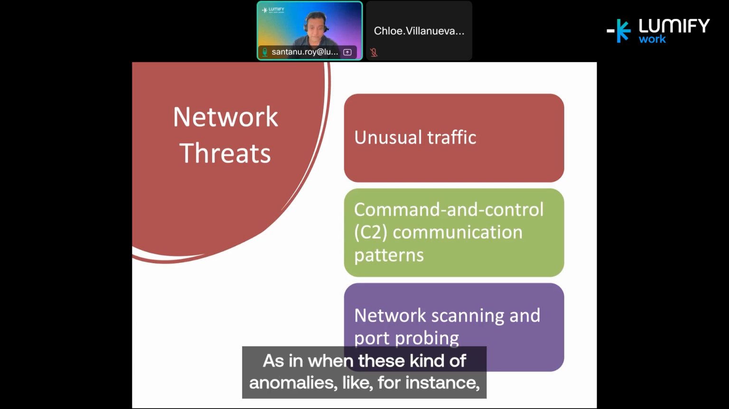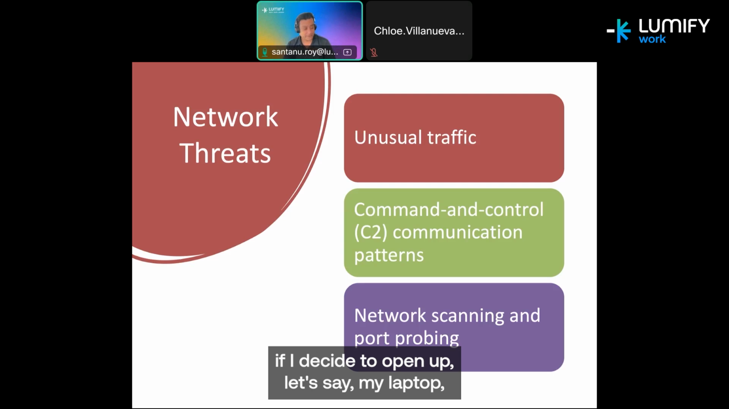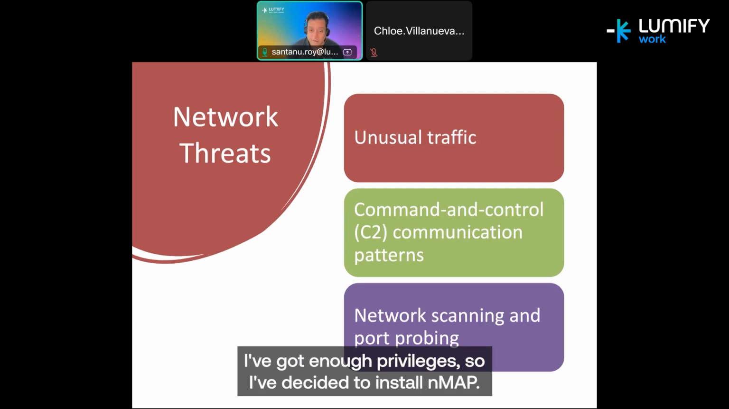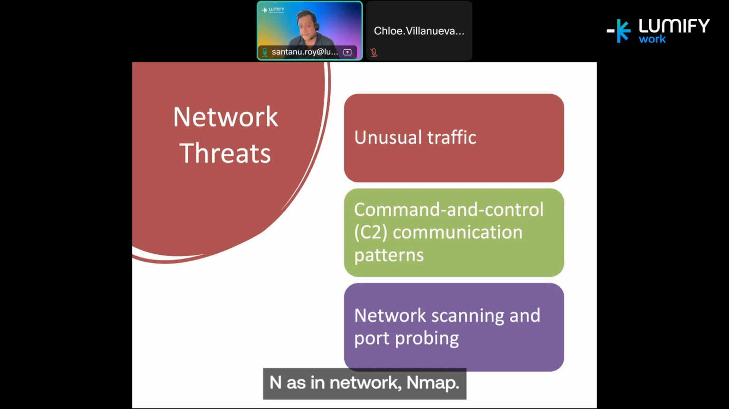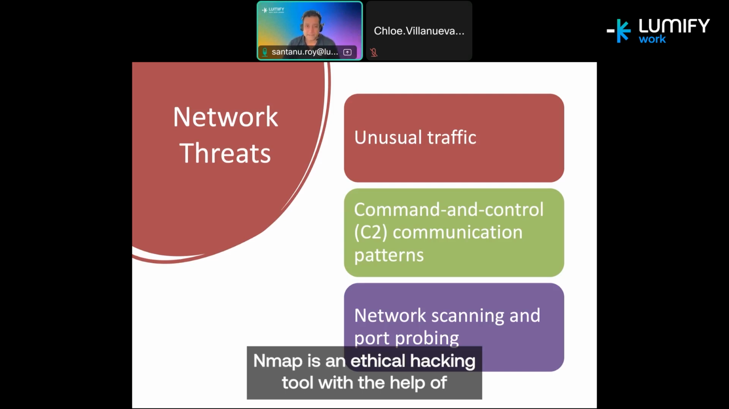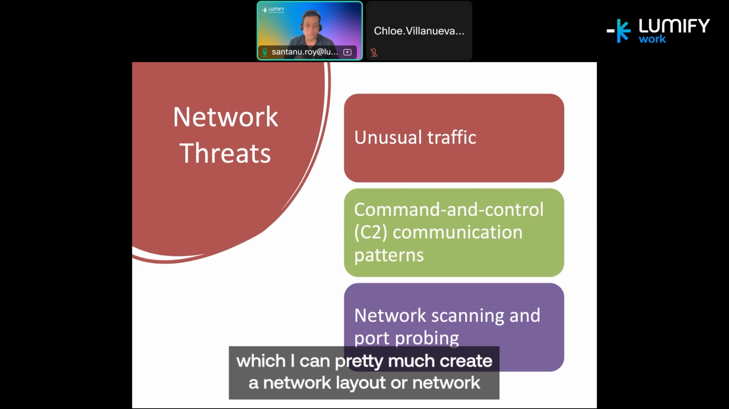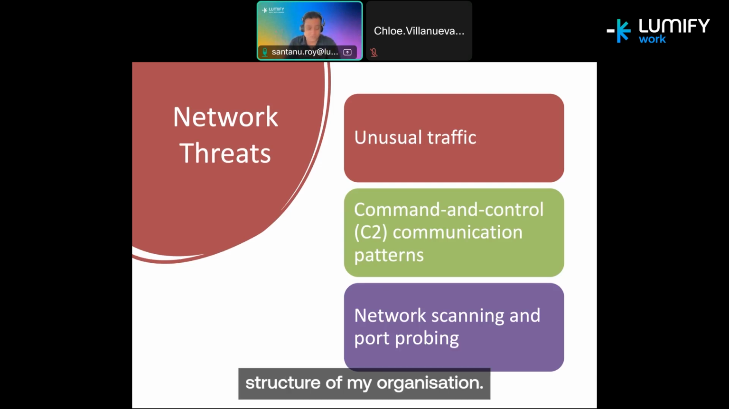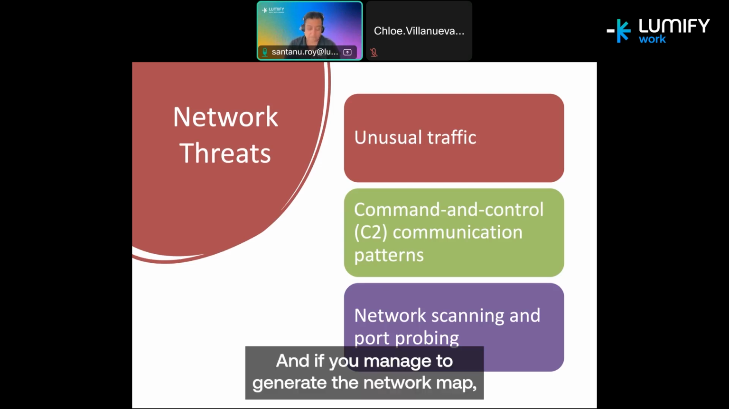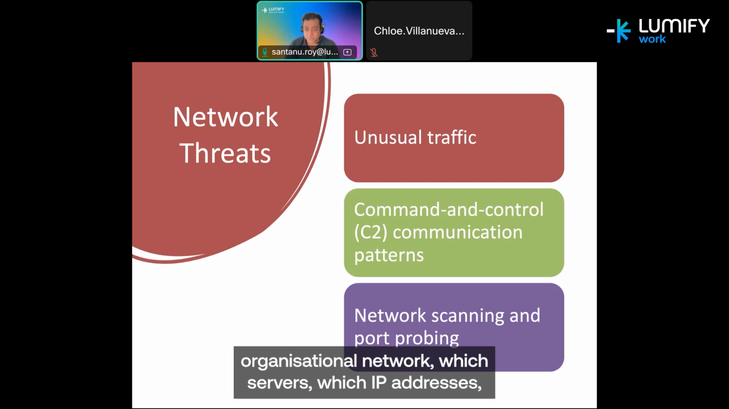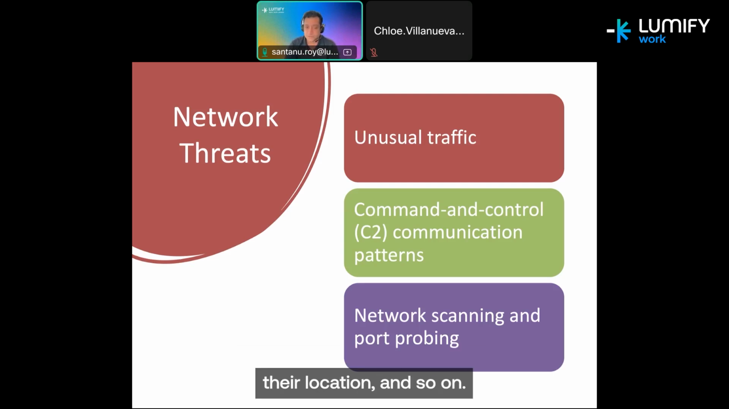As and when these anomalies occur, for instance, if I decide to open up my laptop, I've got enough privileges, so I've decided to install Nmap. N as in network, Nmap. Nmap is an ethical hacking tool with the help of which I can create a network layout or network structure of my organization. And if you manage to generate the network map, that means you know pretty much everything about an organizational network: which servers, which IP addresses, their location, and so on. Wireshark does the same thing.